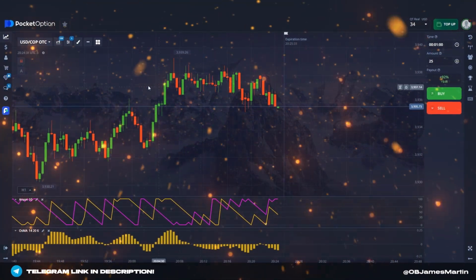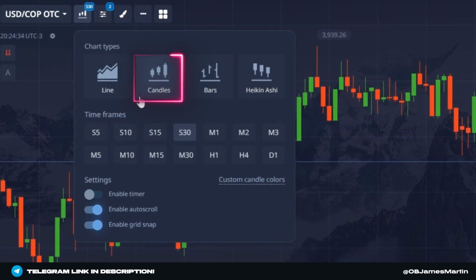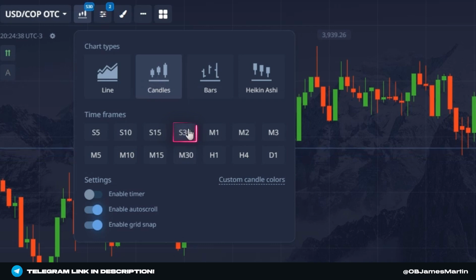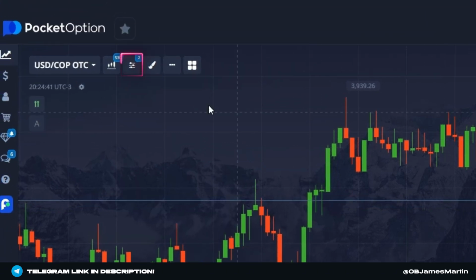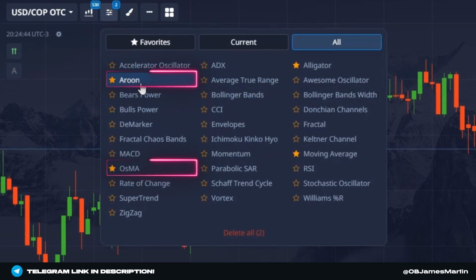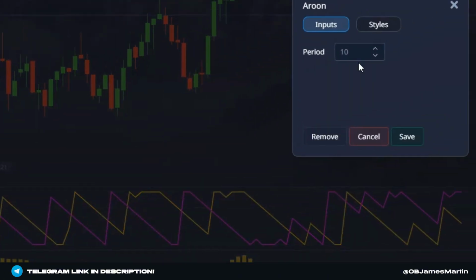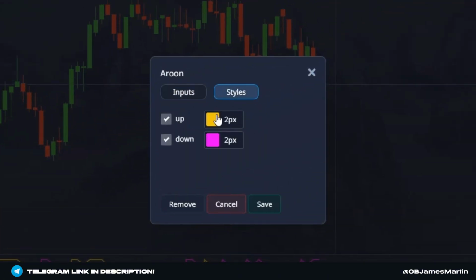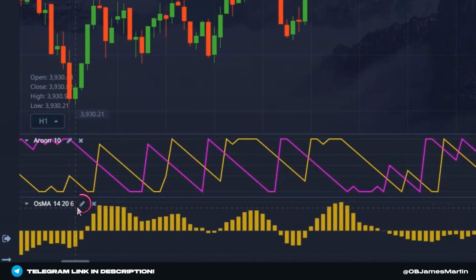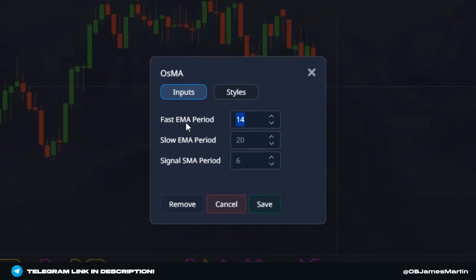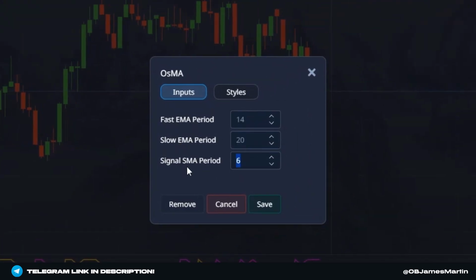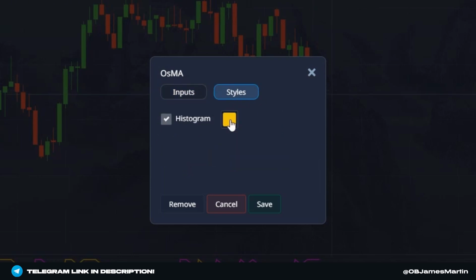Guys, today we're going to use classic candles and a 30 seconds time frame, alright? And we're going to use two indicators, Aroon and OSMA. Now let's set up the Aroon. 10 on period, the style is up to you. Choose the best color for you. And OSMA, 14 fast, 20 slow, and 6 signal SMA. The style, we're going to use yellow as well.